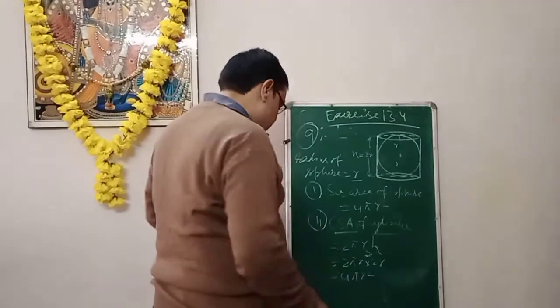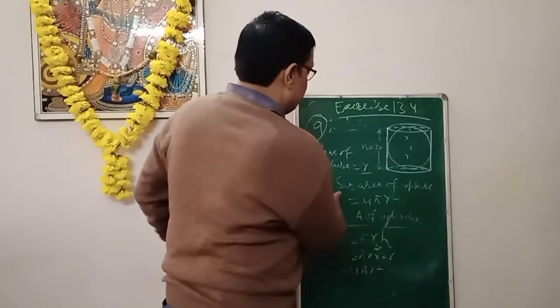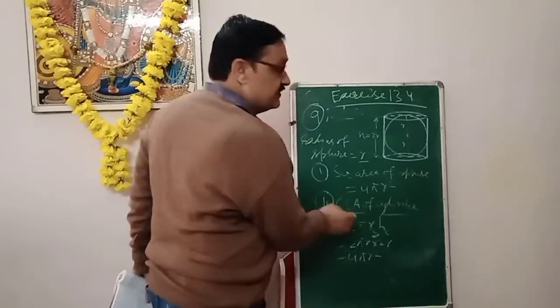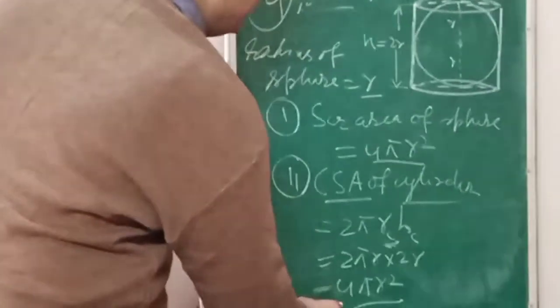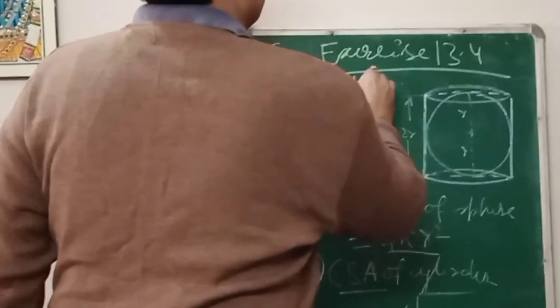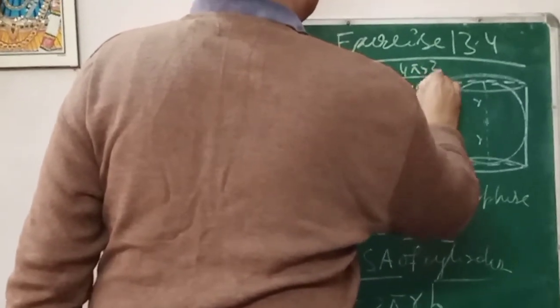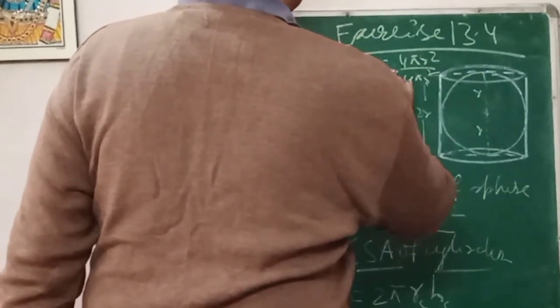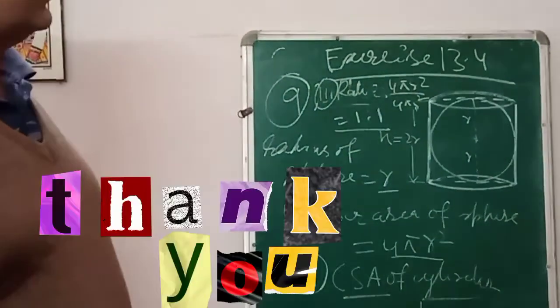Now the third part. The third part is the ratio of the areas. This is 4 pi r square, and this is also 4 pi r square. So what is the ratio? The ratio is 4 pi r square divided by 4 pi r square. So the ratio is 1:1. So this was about the ninth question.